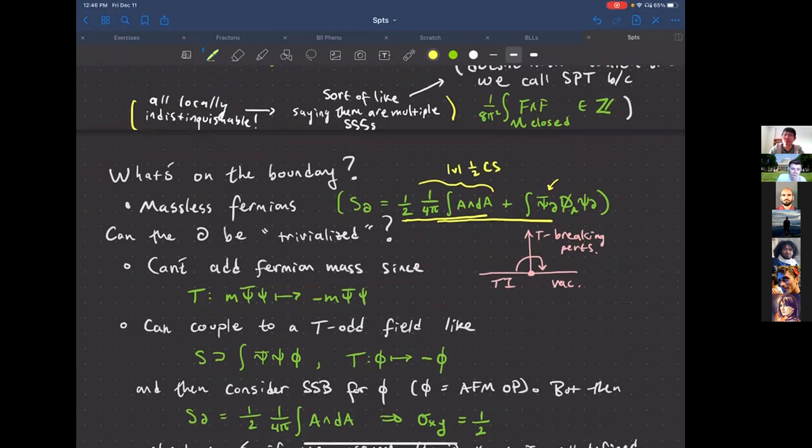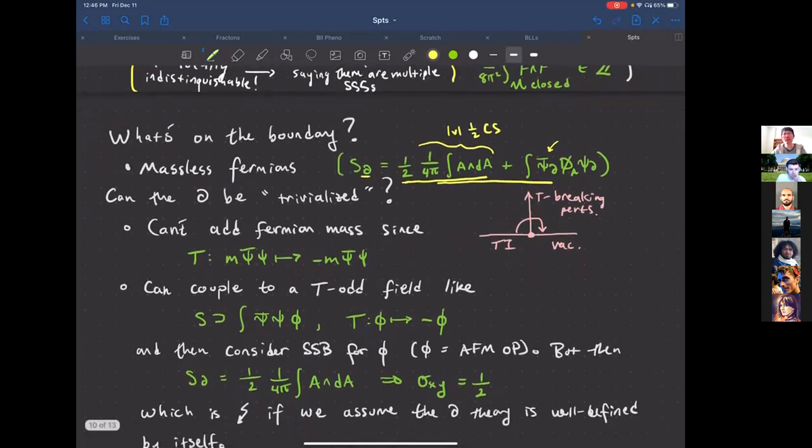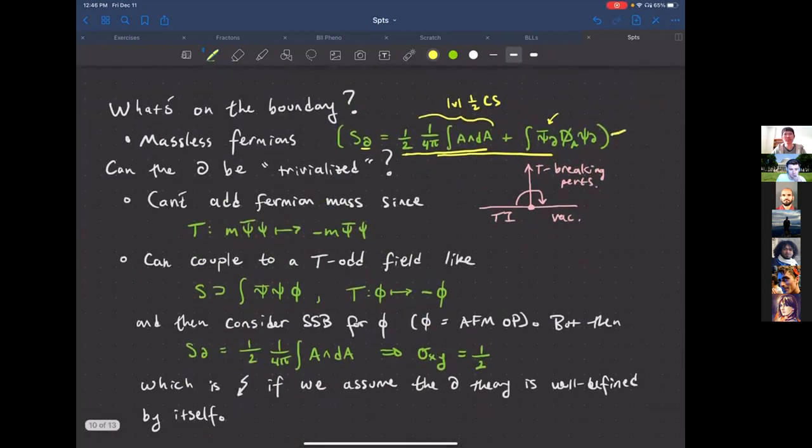Okay, and so now let us ask whether this theory, this S partial, is trivial or can be made trivial in the sense that I was talking about above, where I wanted to know whether or not the boundary could be eaten into the bulk, whether there was anything interesting happening on the boundary. So let's do some checks on this action, this S boundary, to see if it's interesting.